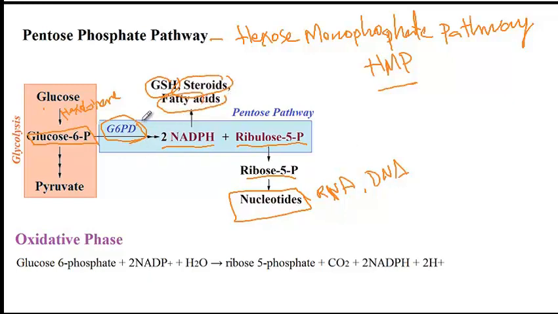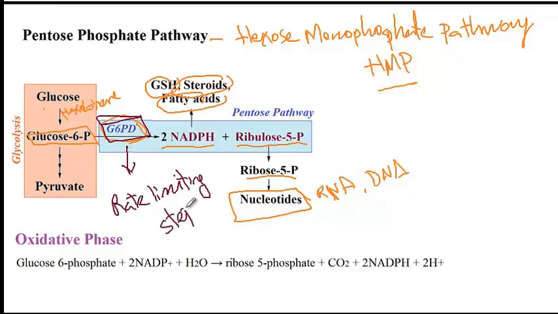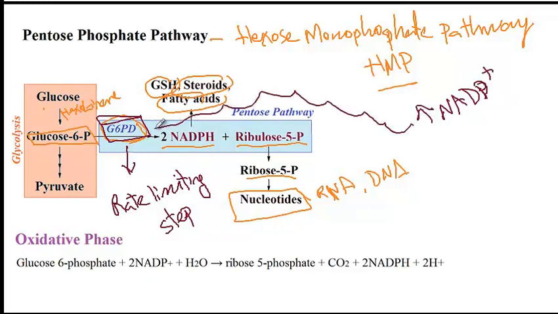Now, one more point about glucose 6-phosphate dehydrogenase. Not only is this the first reaction of the pentose phosphate pathway, this is also the rate limiting step. And so if NADP+ concentration is too high, then it would have a positive effect on glucose 6-phosphate dehydrogenase in order to produce more NADPH. And then if there is too much NADPH, then there would be a negative effect in order to lower the production of NADPH.